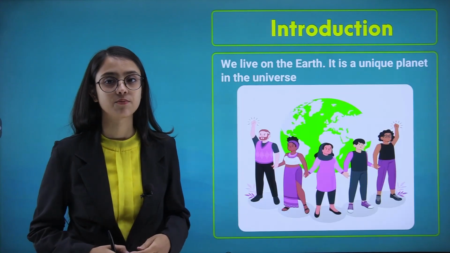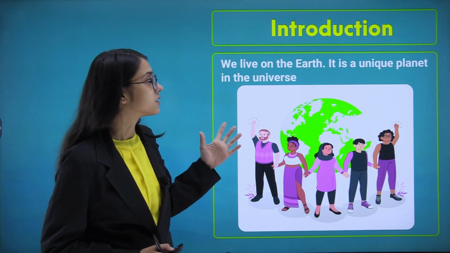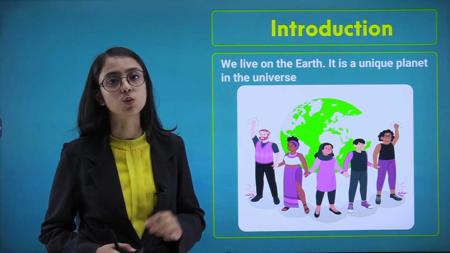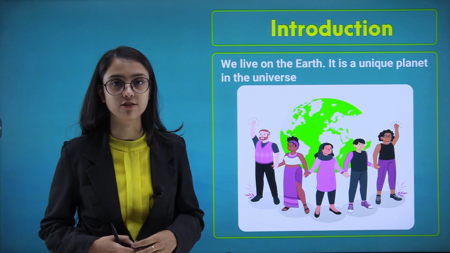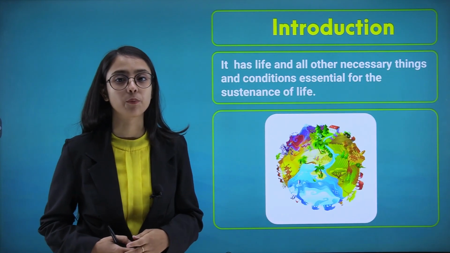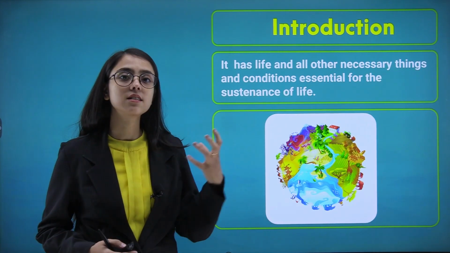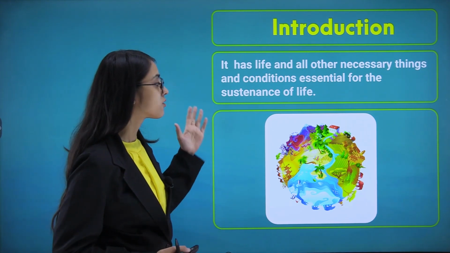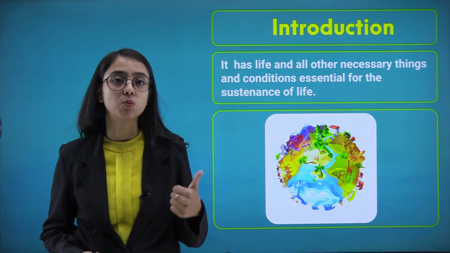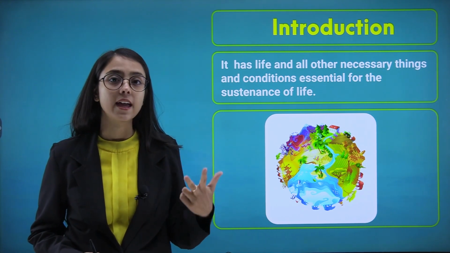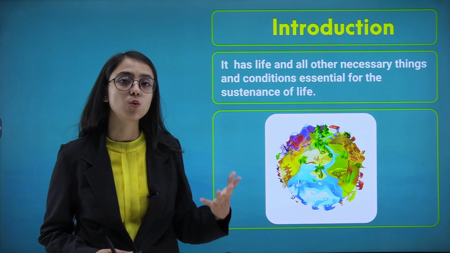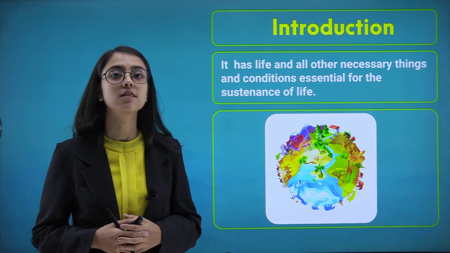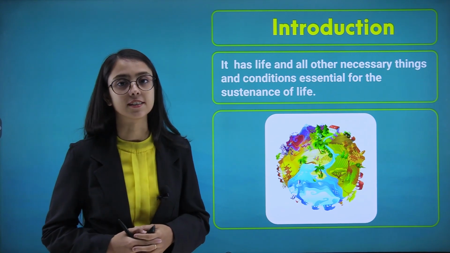So let's start. Now, we live on the earth and it is a unique planet because it is the only planet known in the universe that sustains life, that supports life. Now, it has life and other necessary resources and conditions which are essential for sustenance of life, such as water, moisture, air, oxygen, food, etc. These collaboratively, when they come together, support the life on earth.